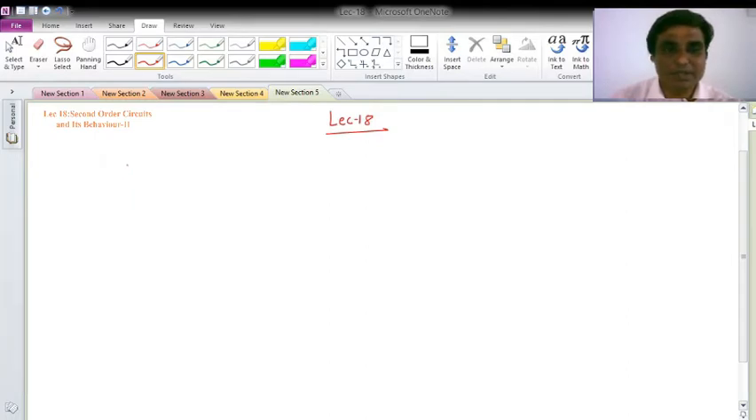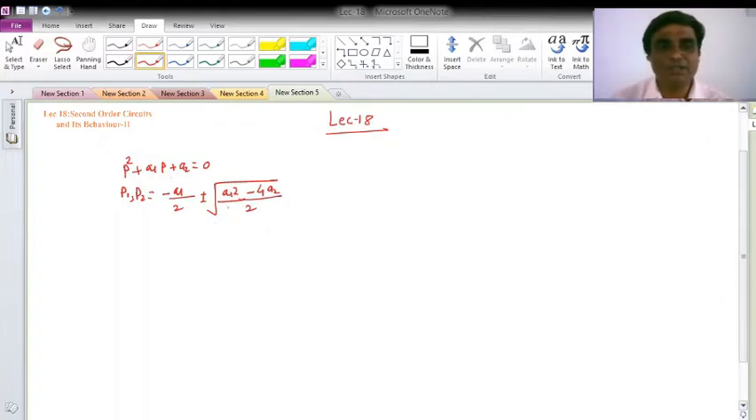The system operator was, let's say, p square plus a1p plus a2 equal to 0. From that we can find the two roots, p1 and p2, which will be minus b plus minus square root of b square minus 4ac divided by 2a. Here a is 1, so we can check it this way. From that we have seen three different cases: if a1 square is greater than 4a2, then your roots will be real and distinct.